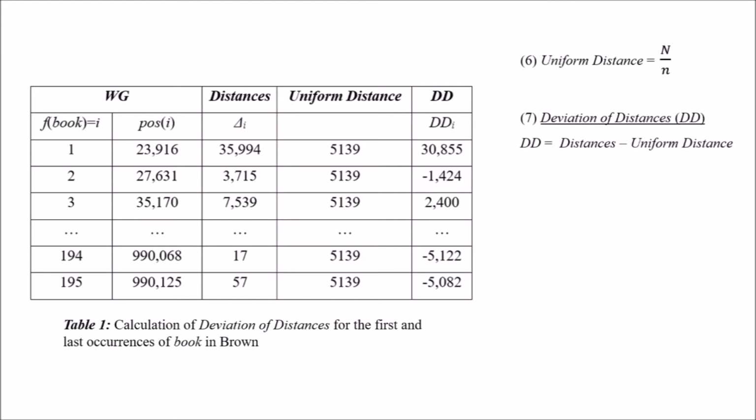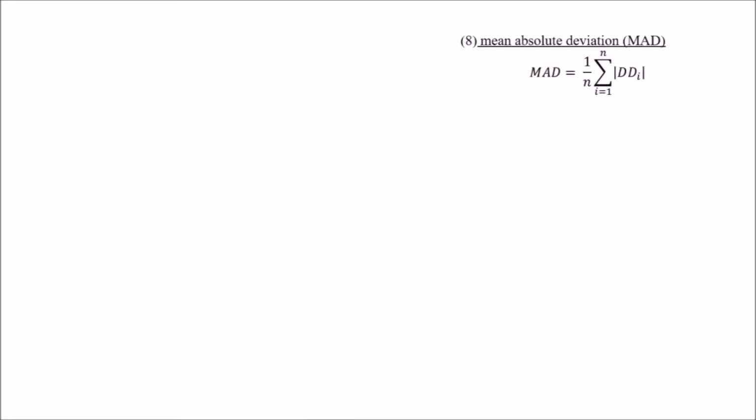Actual second and third distances are 3,715 tokens and 7,539 tokens. So the deviation of distances is minus 1,424 and 2,400 respectively. The former interval is shorter, the second longer than what would be expected under perfectly even dispersion. Now it is possible to calculate a measure of spread of the deviations. This can be done with the mean absolute deviation, or MAD.